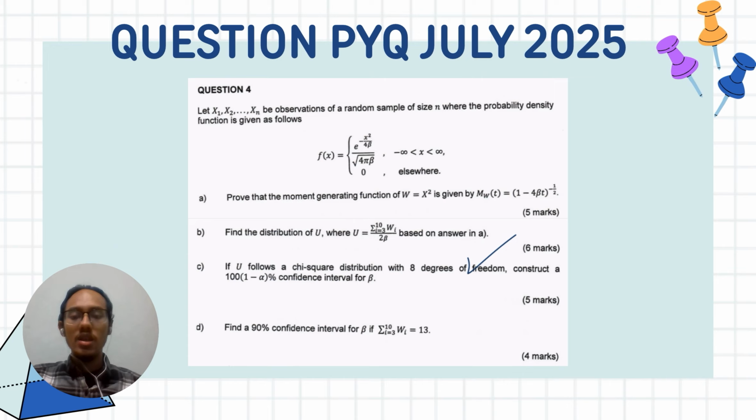In this project, we will be answering question 4 from the past year question July 2025, focusing on question 4C and 4D to construct a confidence interval for a parameter when given a function of random variable with its distribution involving that parameter.